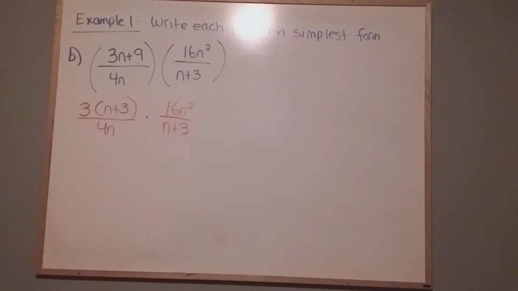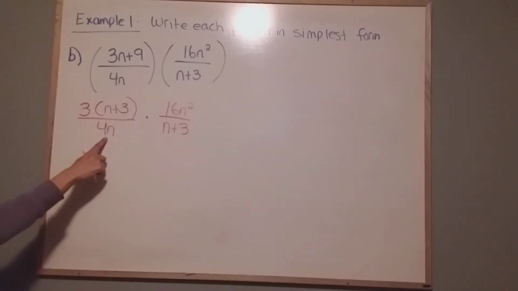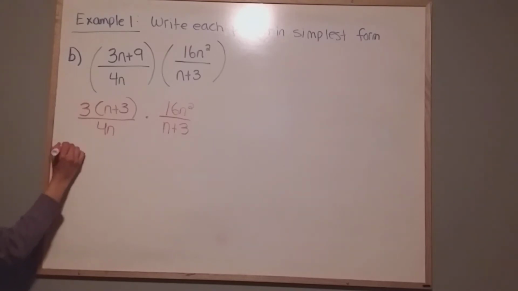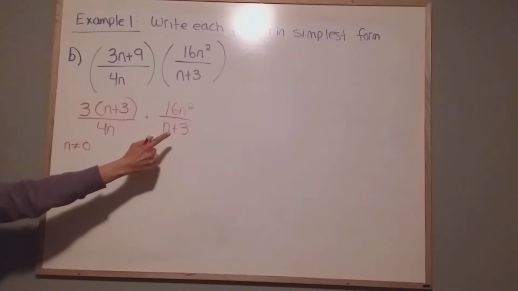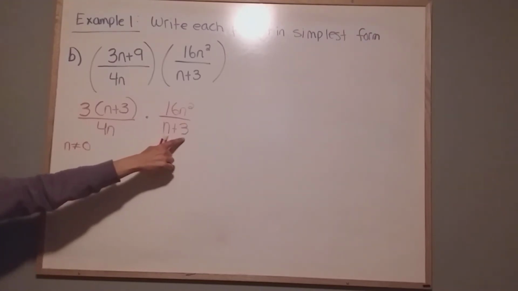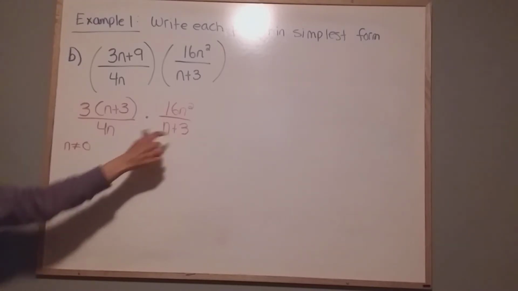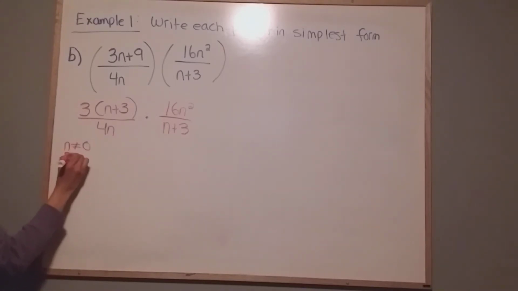My second step is now to state my restriction. So I look at the denominator. Here it's a monomial, so my restriction is n does not equal 0. If I look here, I have a binomial. My binomial is n plus 3. So my restriction is always the number itself, but the opposite. So it's going to be n cannot equal negative 3. So those are my 2 restrictions for this question.